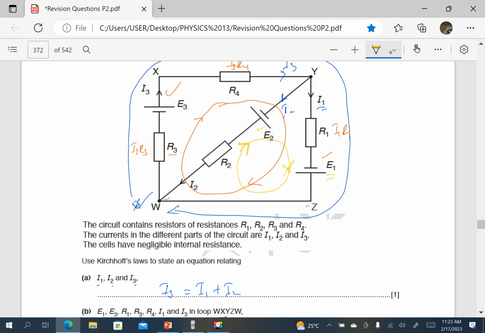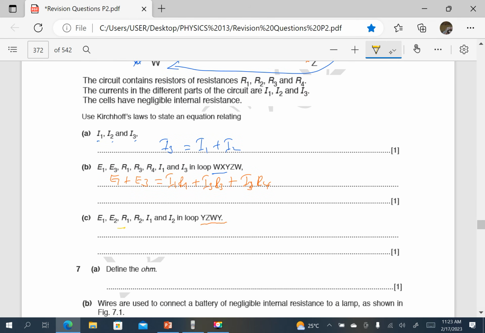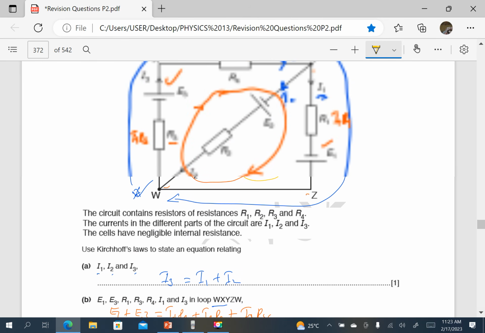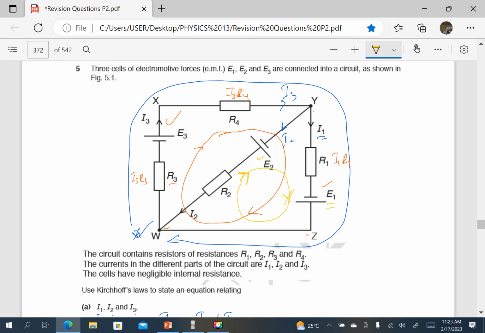The current through the cells is in opposite direction, so we subtract these EMFs. If E1 is positive, E2 is negative. So we shall say E1 minus E2, because the current through them are in the opposite direction. In fact, the current through E2 is in the opposite direction to our loop, but the current through E1 is in the same direction to our loop. So E1 minus E2 is equal to the sum of PDs.